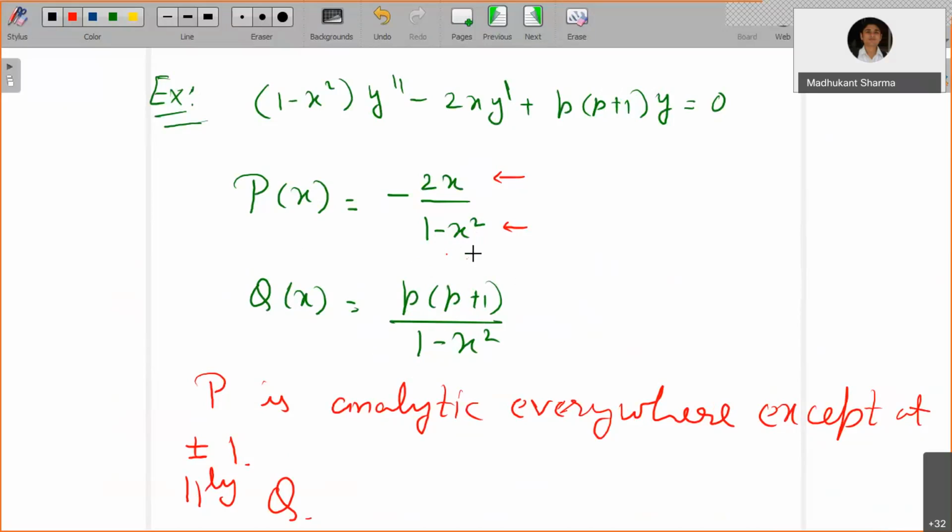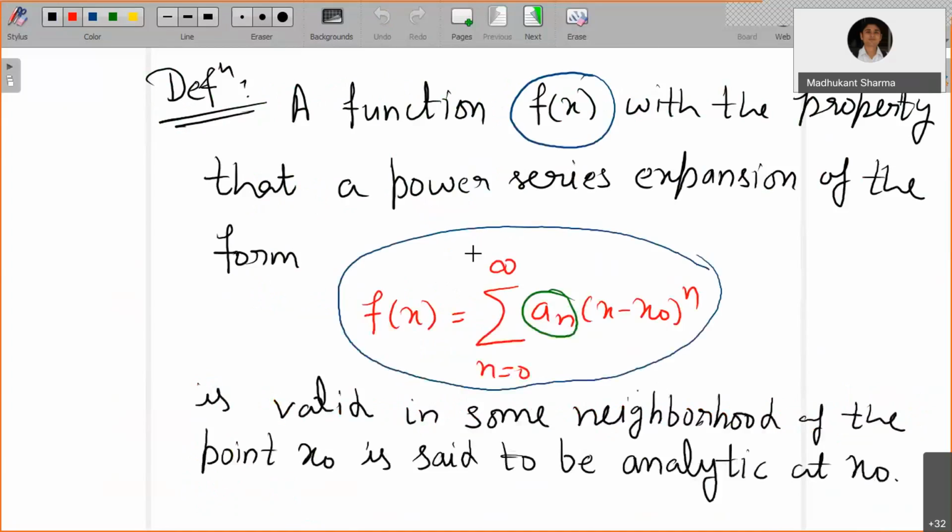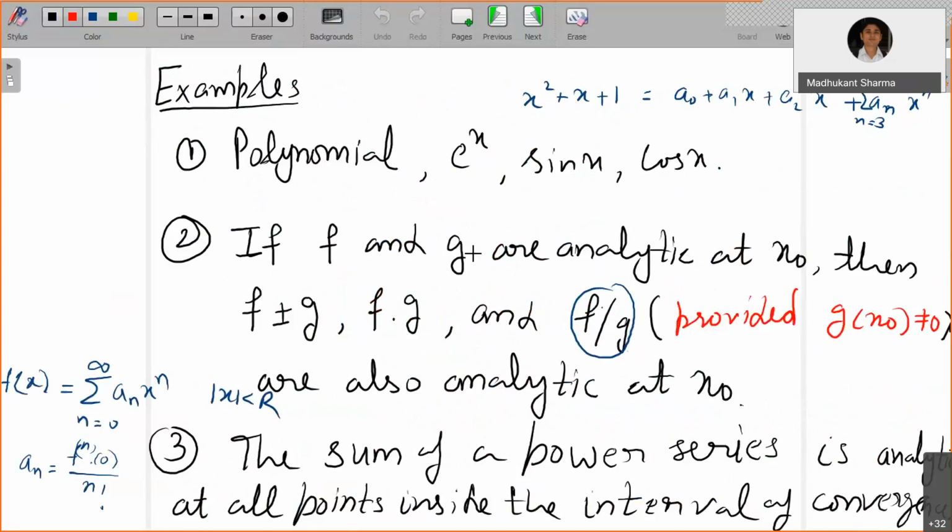Yes, sir. How can we say that if numerator and denominator are analytic, then the term is also analytic? That's what I mentioned on the starting page itself. If f and g are analytic at x naught, then f plus minus g, f into g and f by g are also analytic at x naught, provided in the rational function that the denominator should not be 0.